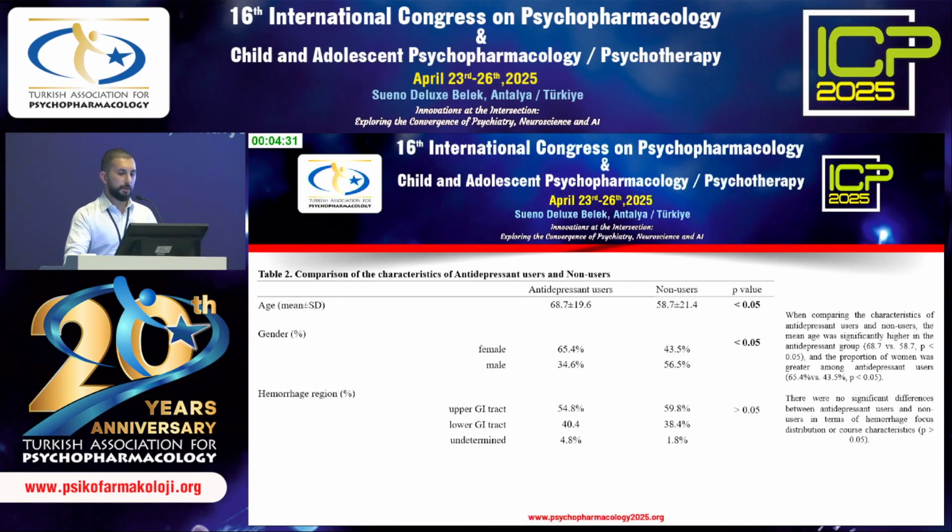When comparing the characteristics of antidepressant users and non-users, the mean age was significantly higher in the antidepressant group, 68.7 versus 58.7, and the proportion of women was greater among antidepressant users. There were no significant differences between antidepressant users and non-users in terms of hemorrhage focus distribution or course characteristics, with p greater than 0.05.